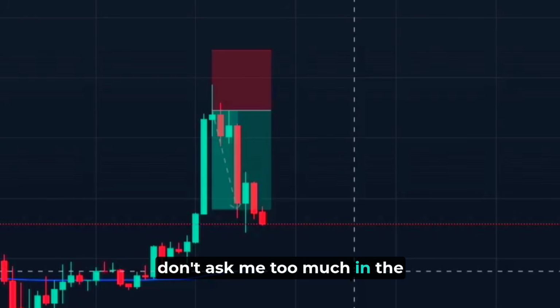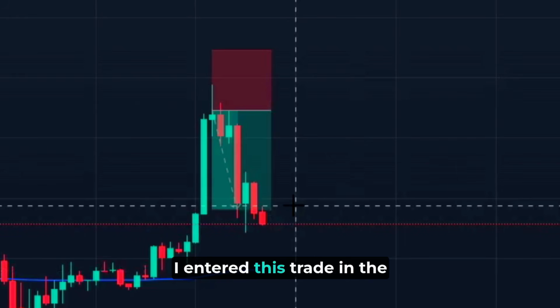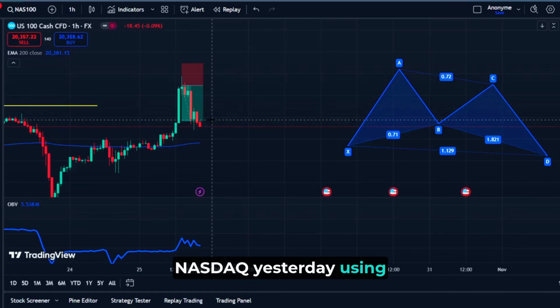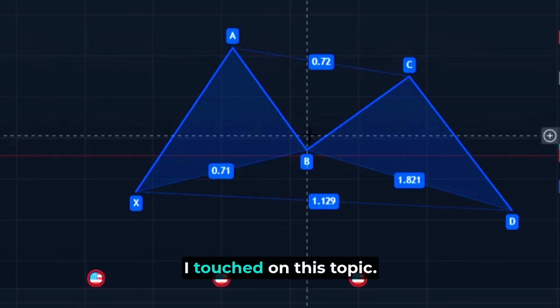So don't ask me too much in the comments about this trade. I entered this trade in the Nasdaq yesterday using harmonic patterns. I touched on this topic.